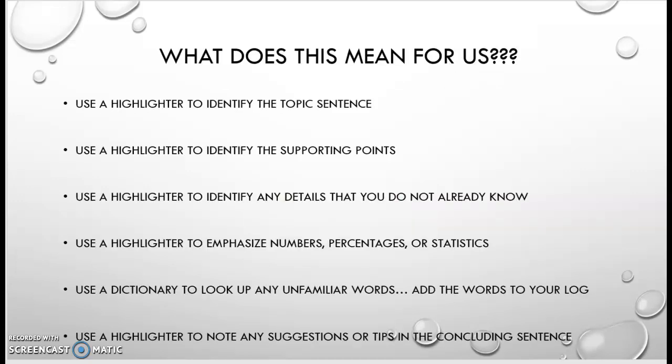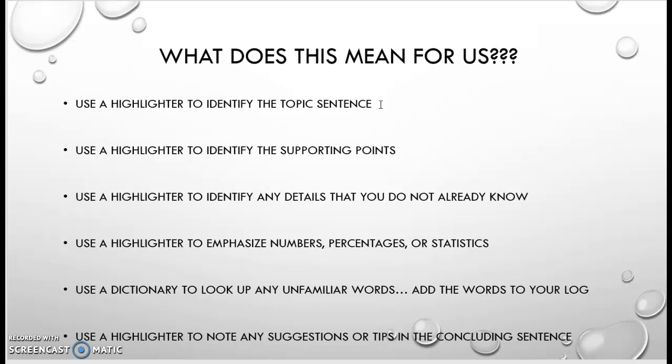So what does this all mean to us? Okay, so starting with first possible realization is that you need to use a highlighter to identify the topic sentence. This will help you set that sentence apart from everything. Then you need a highlighter to identify supporting points. Then use a highlighter to identify any details that you may not already know. Use a highlighter to emphasize numbers, percentages, or statistics. When these type of numbers or pointers are in a paragraph, it means something. It's telling you something. So you need to emphasize that.